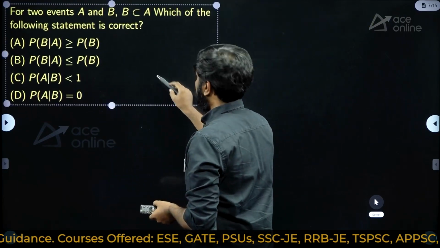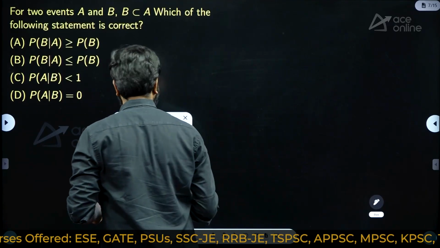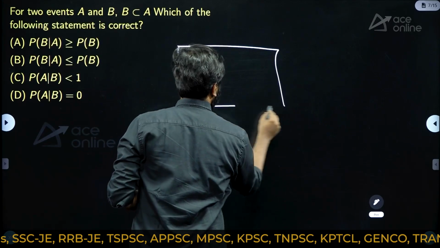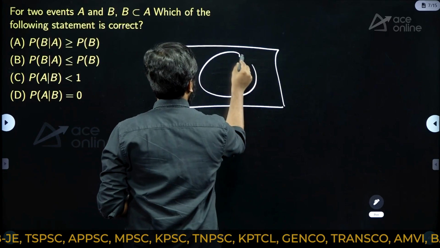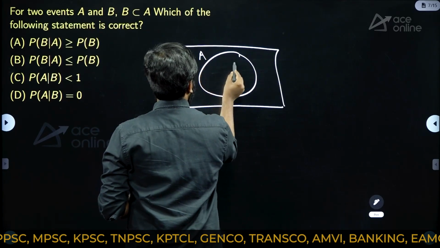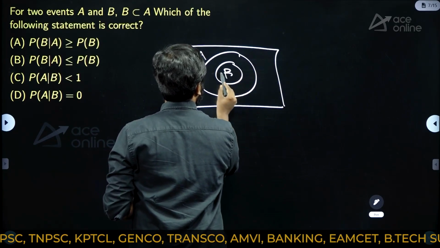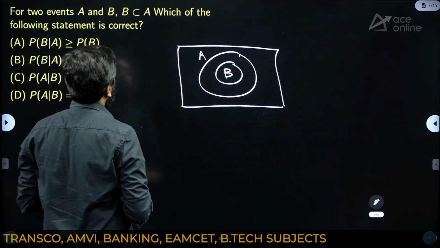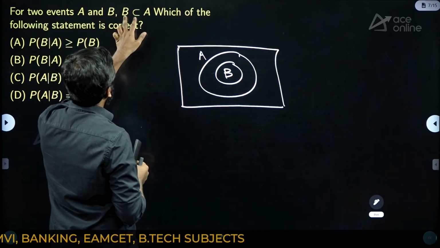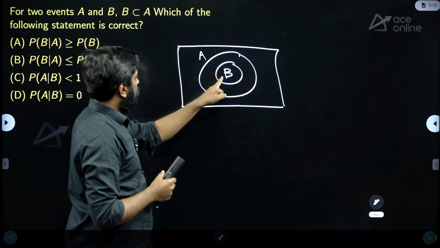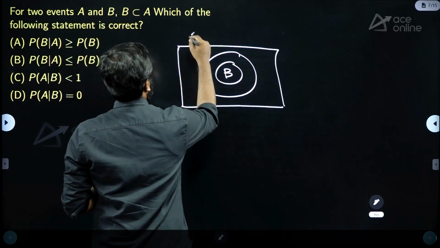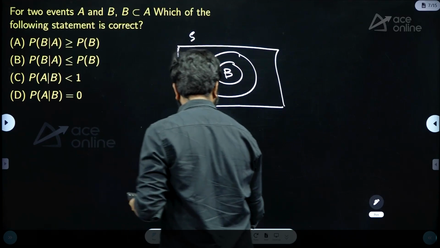So let's create a sample space. Let's say this is the sample space. Let's say there is an event called A. Let's say an event called B. Now why did you draw B in the set A? Because if you draw it like this, clearly B is a subset of A. So B is a subset of what? A. So that condition is satisfied. So this is the sample space, students. So what next?